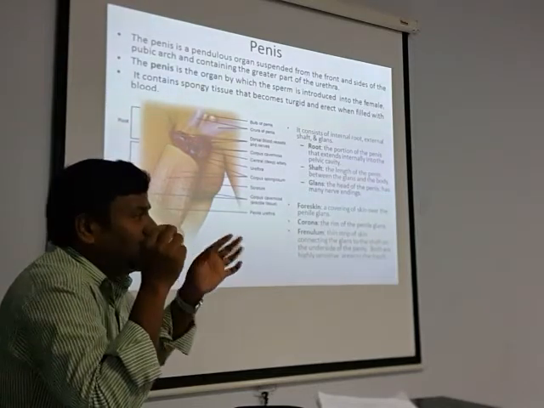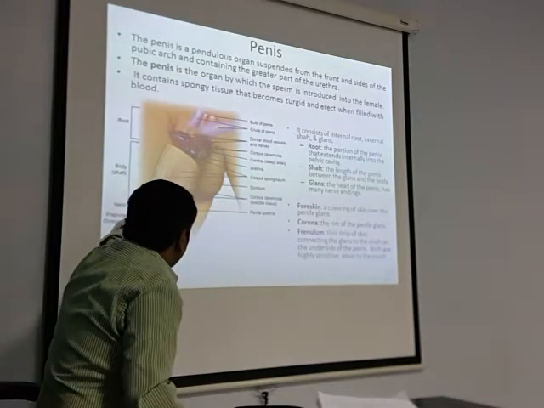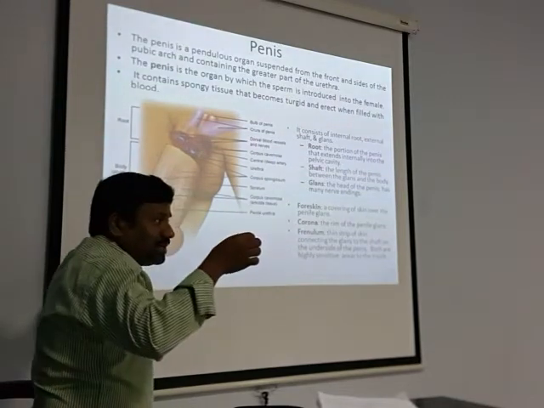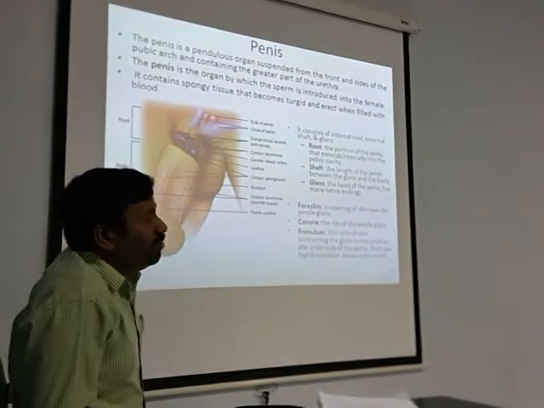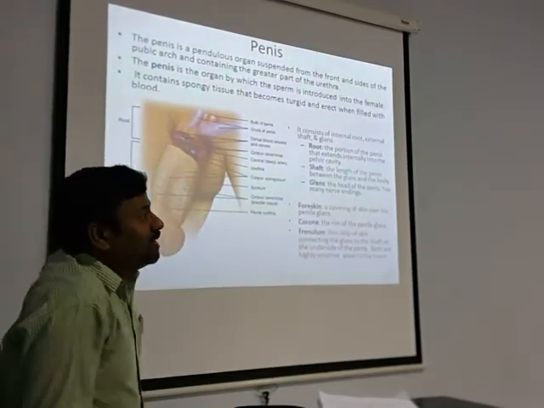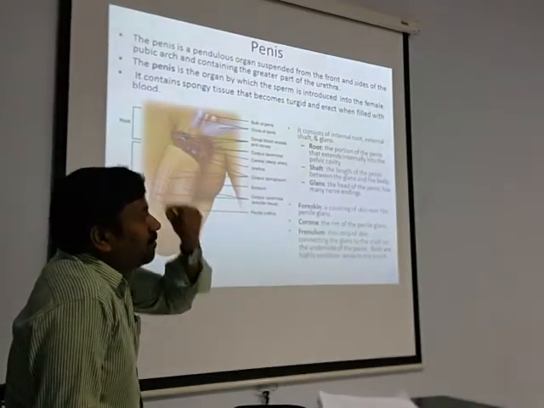So now what is the corona? Corona is this part. Can you see? The rim of the glans. That is called the corona of the glans penis. Okay? And then the frenulum. What is the frenulum? A tag of skin which is attaching the skin with the base of the glans.